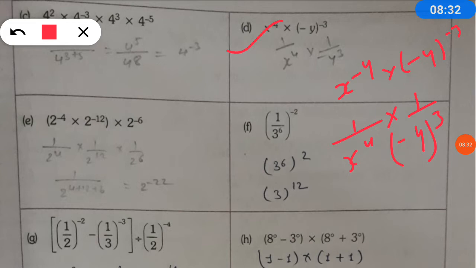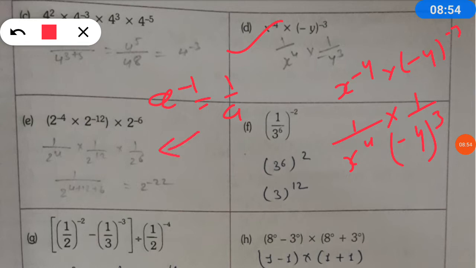Moving toward the next, 2 to the power minus 4, we can write it as 1 upon 2 to the power 4 using the law of inverse, a to the power minus 1 is equal to 1 upon a. We will have 1 upon 2 to the power 4 into 1 upon 2 to the power 12 into 1 upon 2 to the power 6, isn't it? So this is the law of exponent we had used over here, this inverse law.